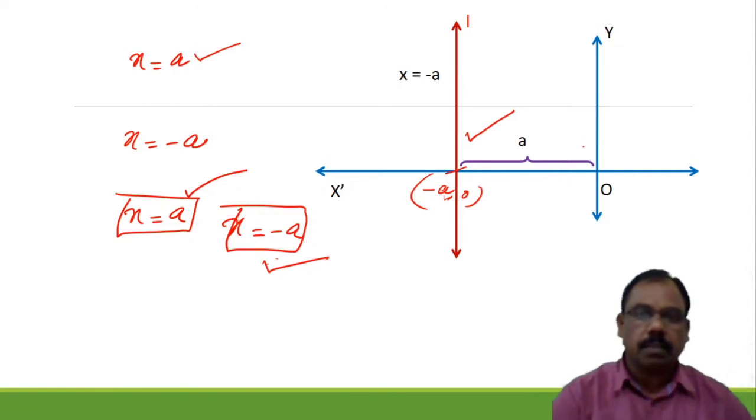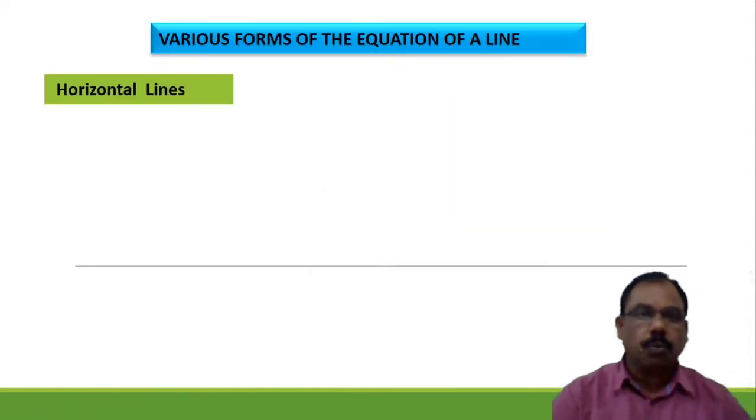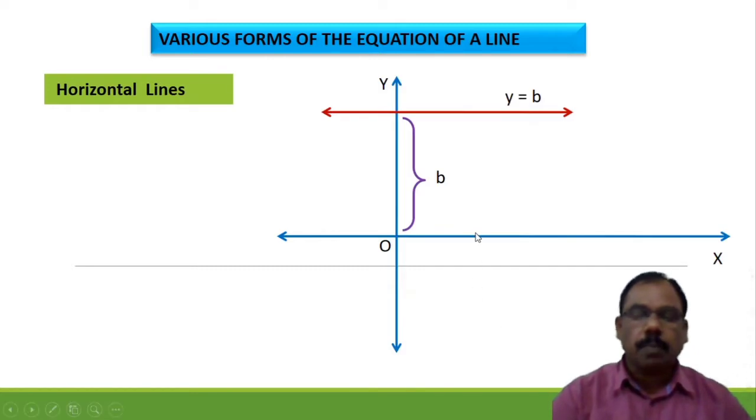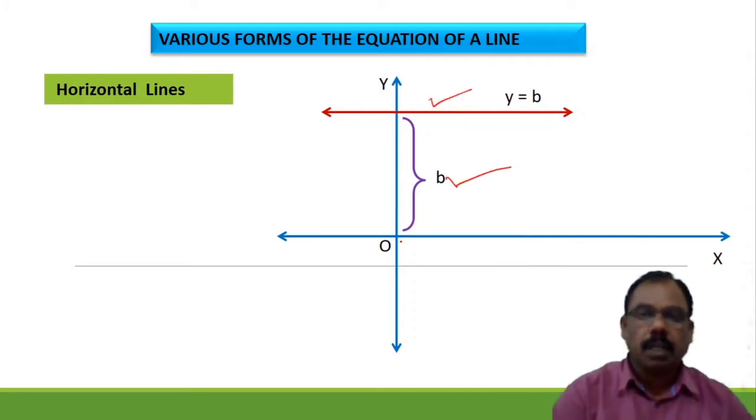Move on to the next type of lines, that is horizontal lines. These are the lines which are parallel to x-axis. We have got a line here which is at a distance of b unit from the origin and the line is parallel to x-axis. The equation of this line is written as y is equal to b. Since b is a positive number, this line lies above x-axis.